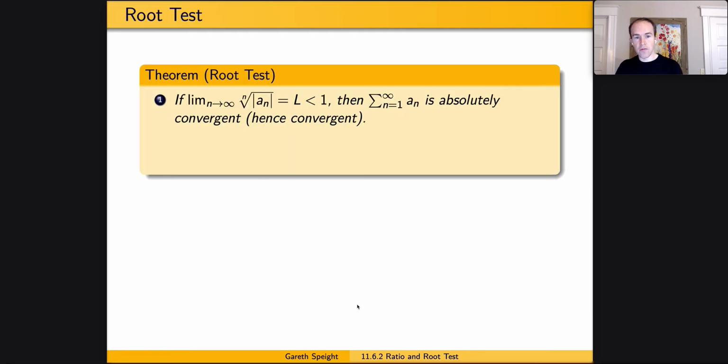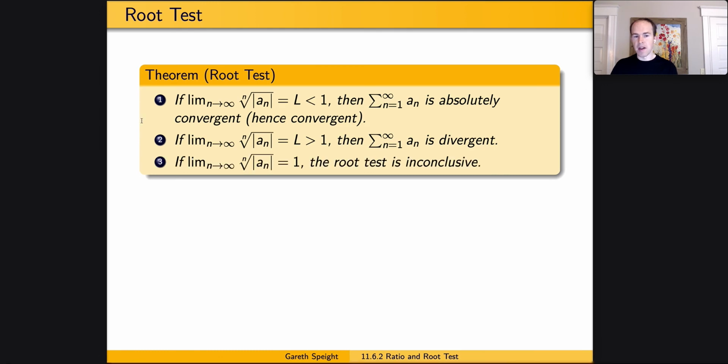Okay, next up is the root test, and the root test is basically the same as the ratio test, except instead of taking the limit of the absolute value of a_(n+1) over a_n, we take the limit of the nth root of the absolute value of a_n. So we take the absolute value of a_n, we take the nth root, we look at what limit we get. If the limit is less than 1, the series is absolutely convergent. If it's bigger than 1, the series is divergent. And if the limit is equal to 1, the root test is inconclusive. So it's very similar in flavor, it's just the thing we're taking a limit of that is different.